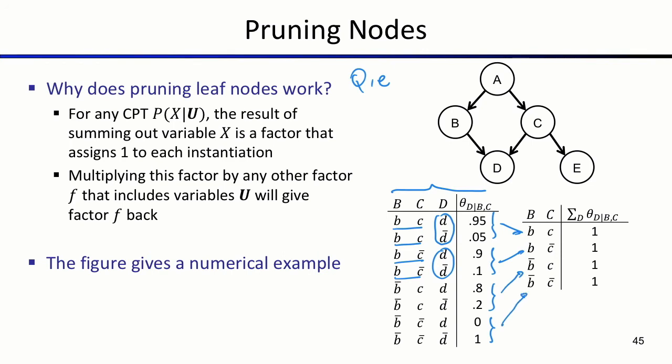When we eliminated variable D, we figure out that when we sum out a leaf node, the result is a factor that is composed of all 1s. And this factor will be multiplied by the other factors, but it will not affect the final computation because these are all 1. So what we are doing is summing out the variable, let's call it X, from P of X given U, with U being the parents of X. And this sum is going to be 1.